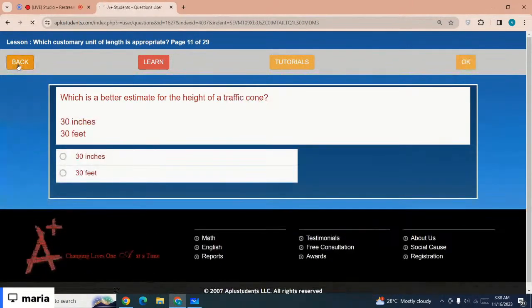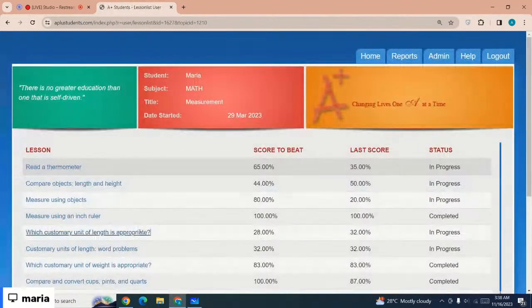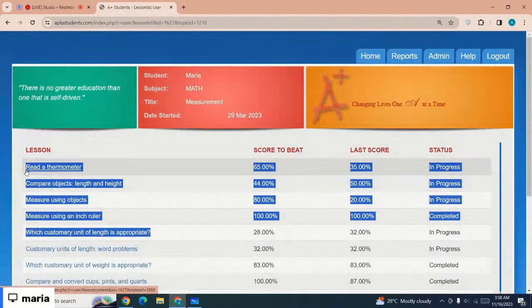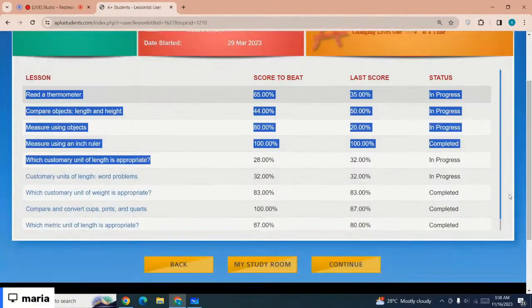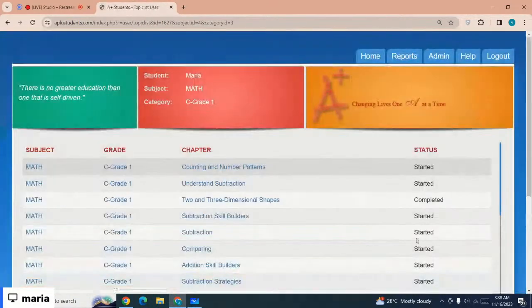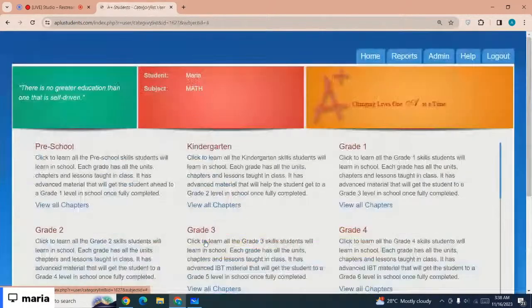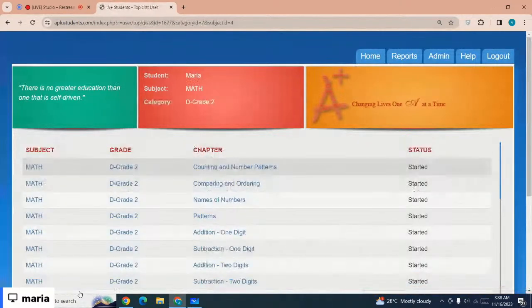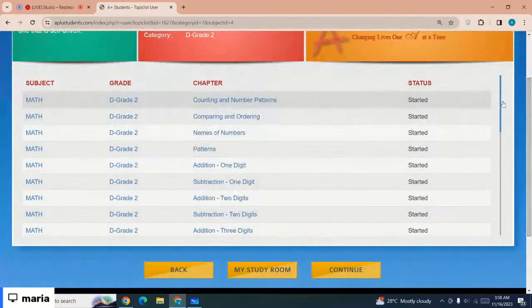So, we were working on grade 1 math, and the chapter we were working on is measurement. The lessons we have covered today are read a thermometer, compare objects' length and height, measure using objects, measure using an inch ruler, and which customary unit of length is appropriate, right? So please make sure that before the next session you complete all the practice questions for the lessons we did today. That is your homework until the next session, right? If you need more help with any of the lessons, you can contact any tutor on Skype. They are available from Monday to Friday, 5 to 9.